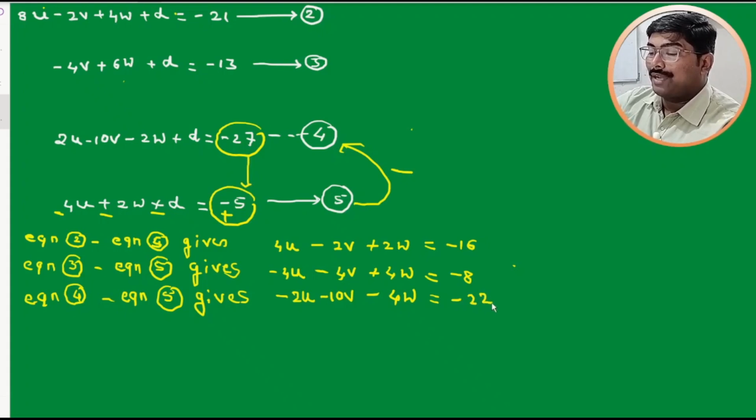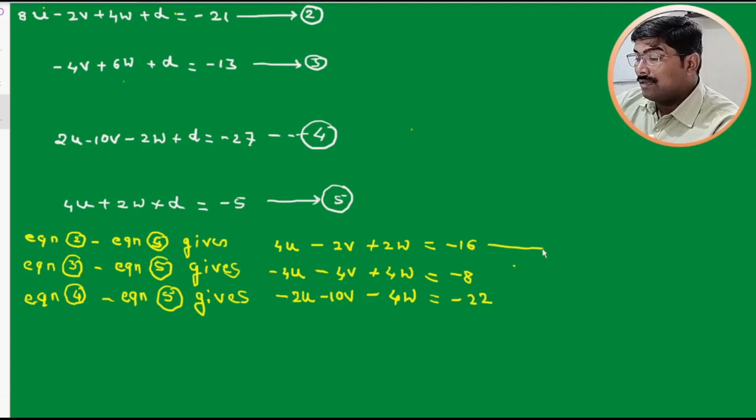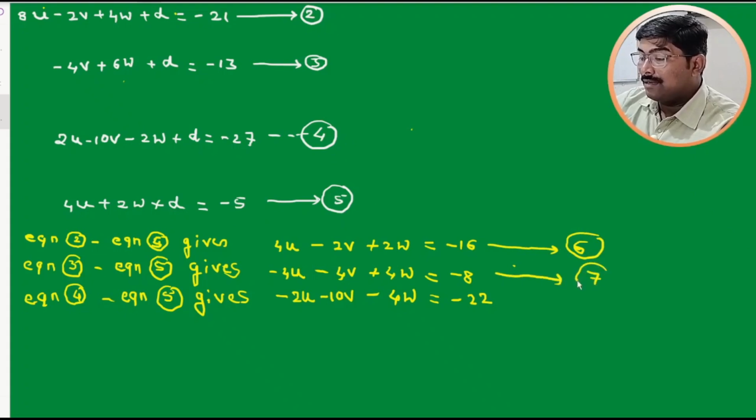So after subtracting equation 5 from equation 2, 3 and 4, we get new equations, that is equation number 6, this is equation number 7, and this is equation number 8.